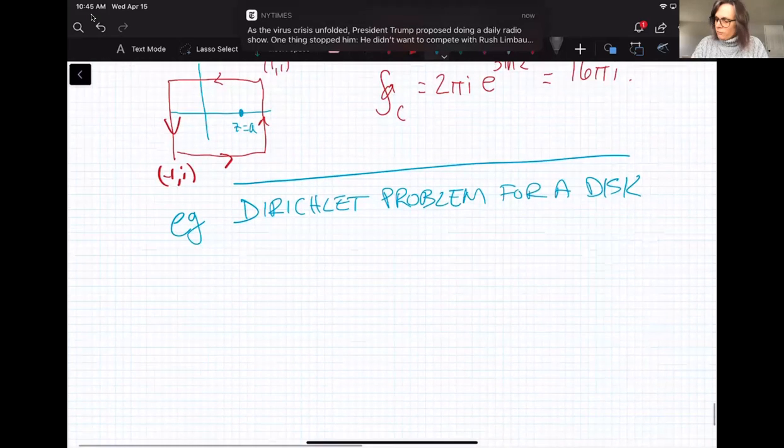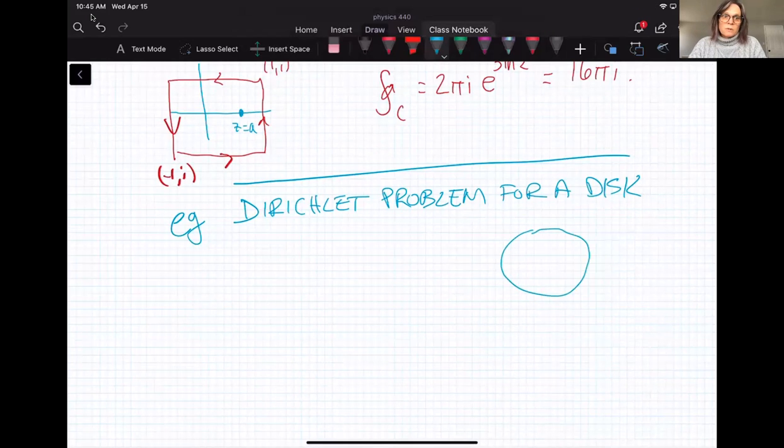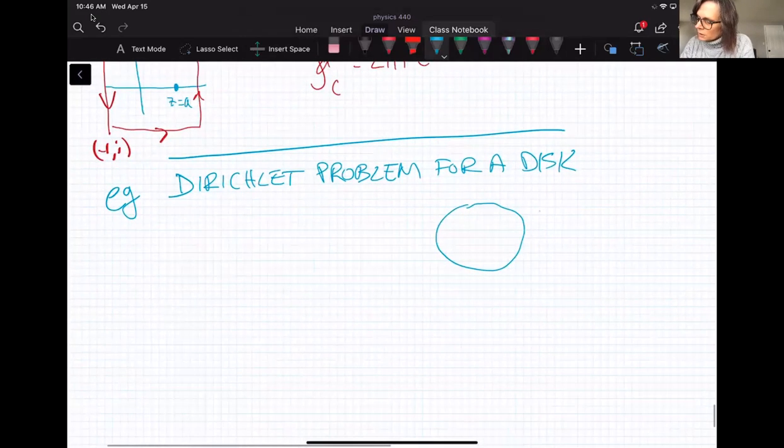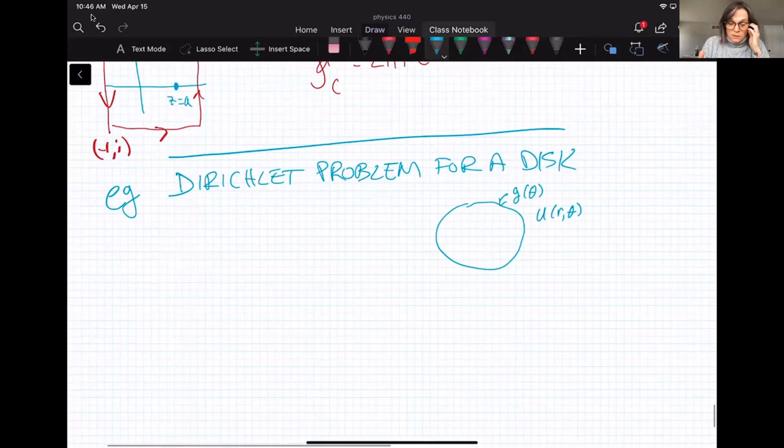So the Dirichlet problem for a disk, and there are a number of ways that you can consider this. This could be a description of the steady state temperature, say temperature, usually U is a function of r and theta, where the temperature is specified at the edge of the disk. Okay, it's a Laplace equation solution. And there are, of course, different ways that you can solve this.